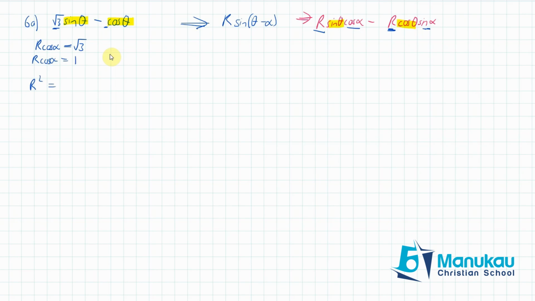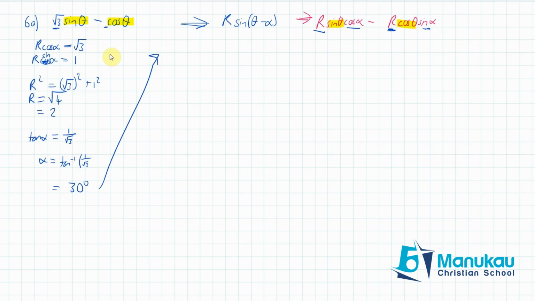Now we know that r squared is equal to square root 3 squared plus 1 squared. So r is equal to the square root. Now when we do that, we're going to get square root 4, which is equal to 2. Okay, I think that's right. And then we know that tan alpha, I should have a sine alpha here, sorry. You've probably picked that up already, that should have been sine alpha. Okay, tan alpha is going to be 1 over square root 3. And so alpha is going to be the inverse tan of 1 over square root 3, which is 30 degrees. Okay, so now we can therefore write this as 2 sine theta minus 30 degrees.